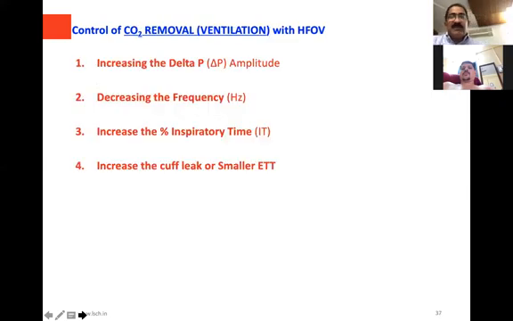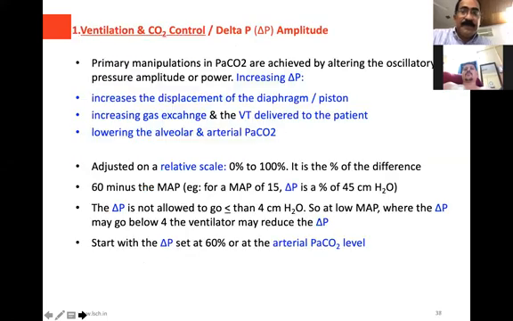Next is your ventilation, or your carbon dioxide removal. If you want to make your carbon dioxide optimal, up to 30, 35 or even 40, or if you want to get rid of your carbon dioxide, you have a lot of things to play with. There are a couple of things: increasing the delta P, decreasing the frequency, increasing the inspiratory time, and increasing the cuff leak of the smaller ET. Okay, next slide please.